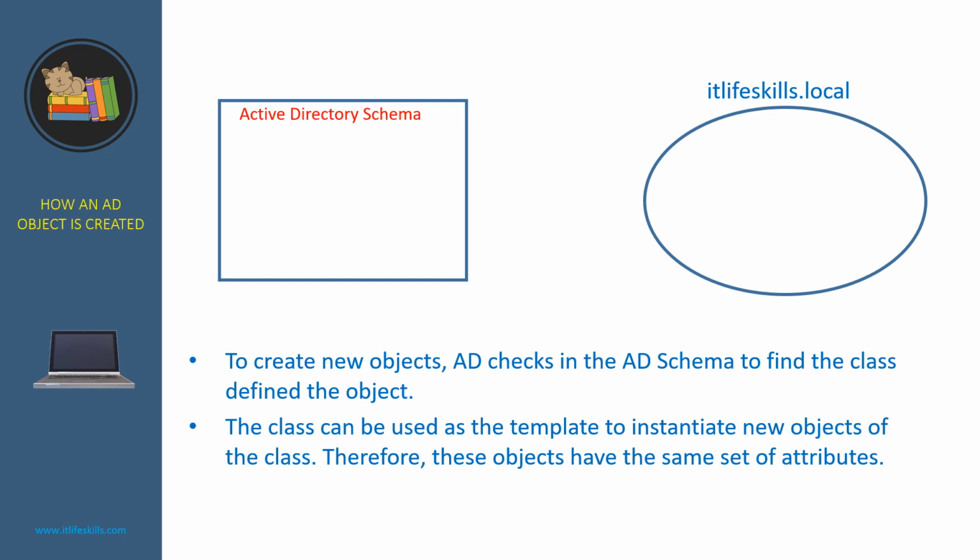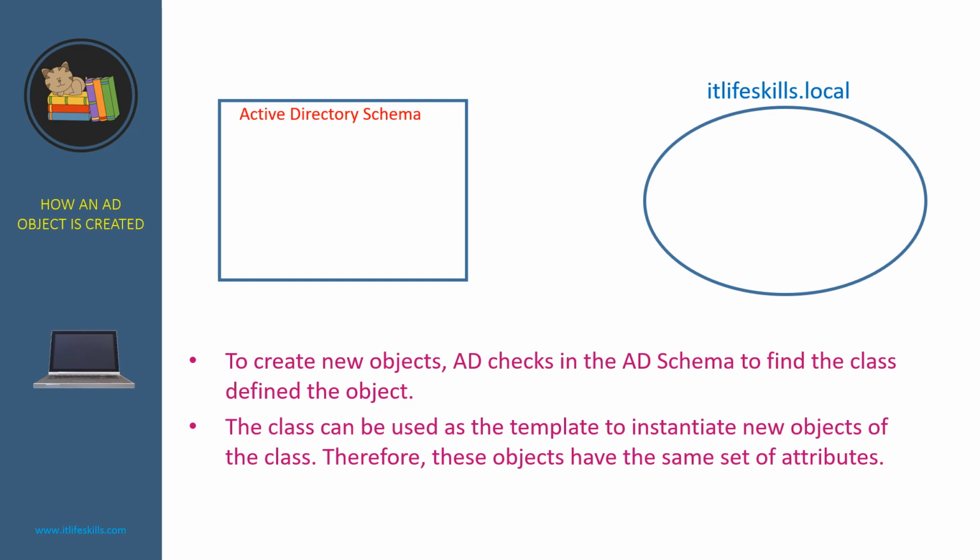So how is an AD object created? To create new objects, AD checks in the AD schema to find the class that defines the objects. The class then can be used as a template to instantiate new objects of the class. Therefore, these objects have the same set of attributes.